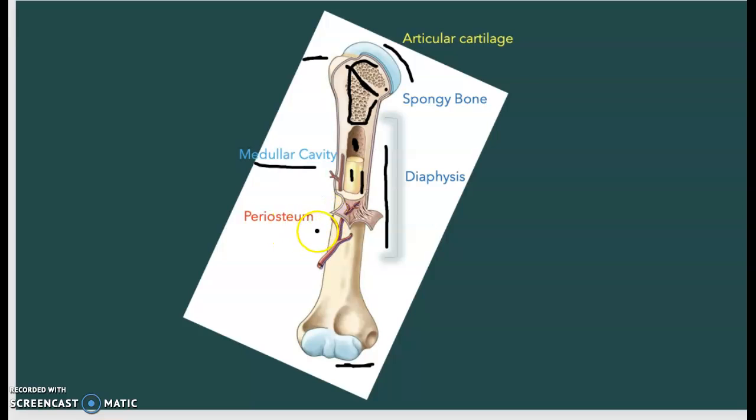Down here we have the periosteum, which covers the diaphysis, and it supplies the bone's tissue through these blood vessels right along here, all up and down this bone.